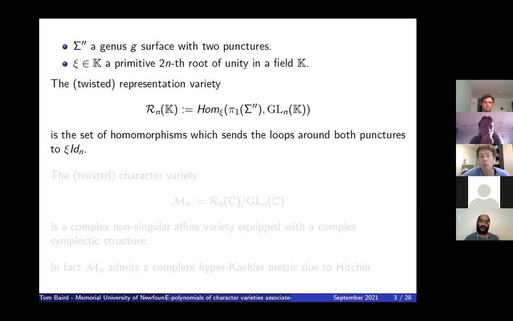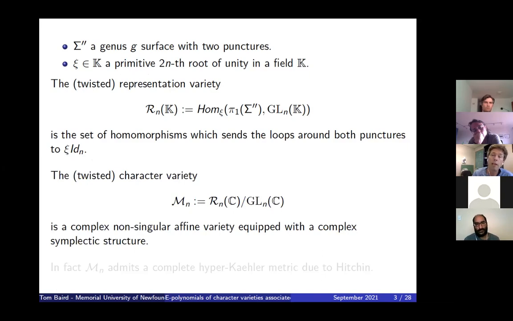Now it's more conventional when one discusses this variety to have just a single puncture and to use an n-th root of unity. But if you take two punctures and use two n-th roots of unity, you get something which is isomorphic to what you have with one puncture and an n-th root of unity. Okay, and it's convenient for my purposes to have two punctures. Okay, so this is the representation variety.